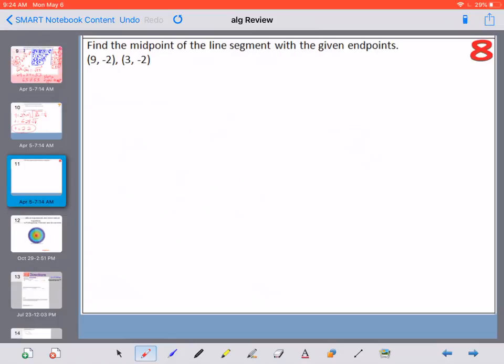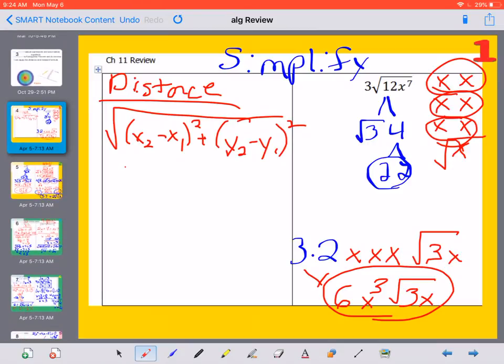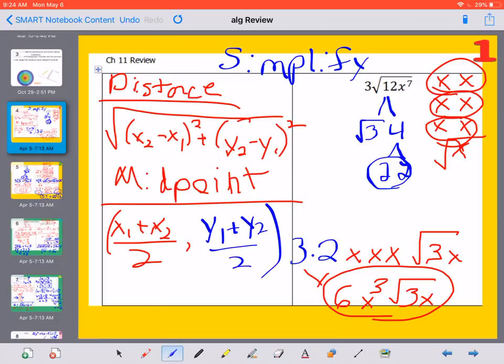Last one, find the midpoint of the line segment with the given points. So I'm going to add one more thing. The midpoint is x1 plus x2 divided by 2, and y1 plus y2 divided by 2. That's going to give me the midpoint.